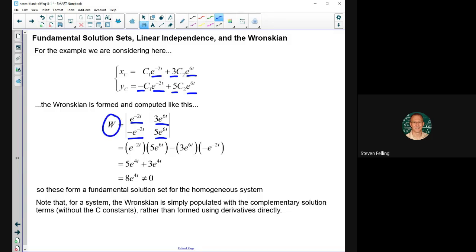And then we compute it the way we would compute any Wronskian by just doing the determinant. So we take this times this minus the other diagonal, and we end up getting 8 e to the 4t, which for all t's would be a positive number. So this is non-zero, and that means that these terms here for both the x and the y are linearly independent of each other, and therefore together they form a linearly independent set of solutions for the system, which means that when we linearly combine them with these plus signs, we get the true general solution for the system.